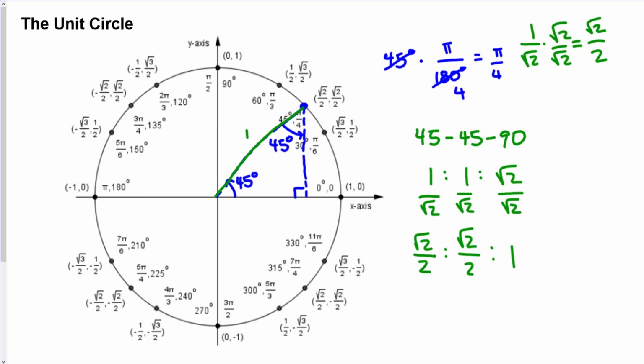So that means the side opposite my 45 degree angle measure is the square root of 2 over 2, and the side adjacent to it is the square root of 2 over 2. So this is a y value, and this is an x value. So if you'll notice in my coordinates, x is the square root of 2 over 2, and y is the square root of 2 over 2. That's where that particular coordinate pair comes from, that point.